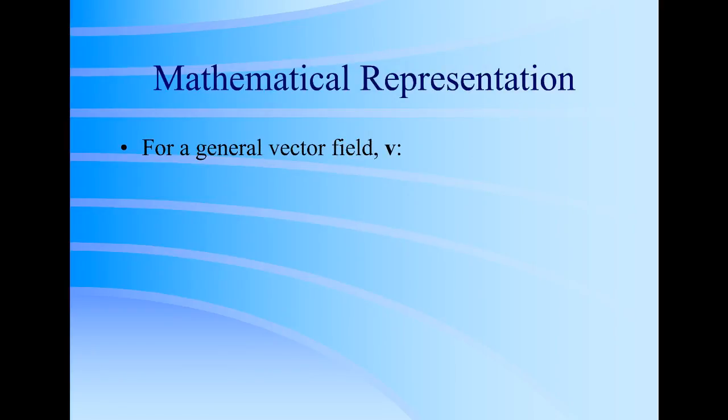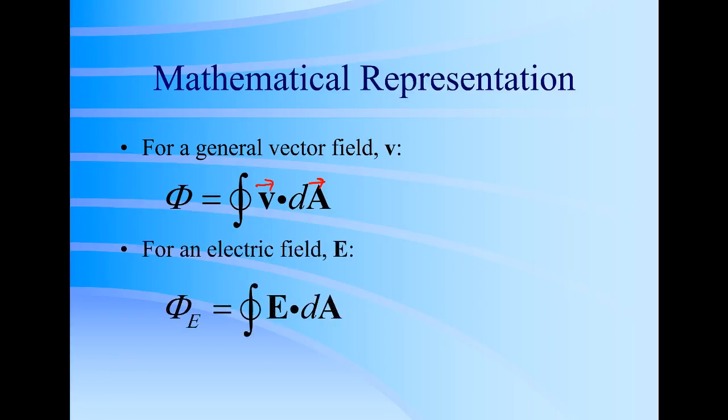Okay, so mathematically, for a general vector, we say that flux is the surface integral of v dot dA. So what we're doing is we're calculating the flux at all points on the surface, and we're adding them up. So for an electric field, the electric flux just looks like this. It's the surface integral of E dot dA. Now sometimes you'll see a surface integral with 2 integral symbols, sometimes you'll see it with 1, but the meaning is clear because we're integrating with respect to dA.